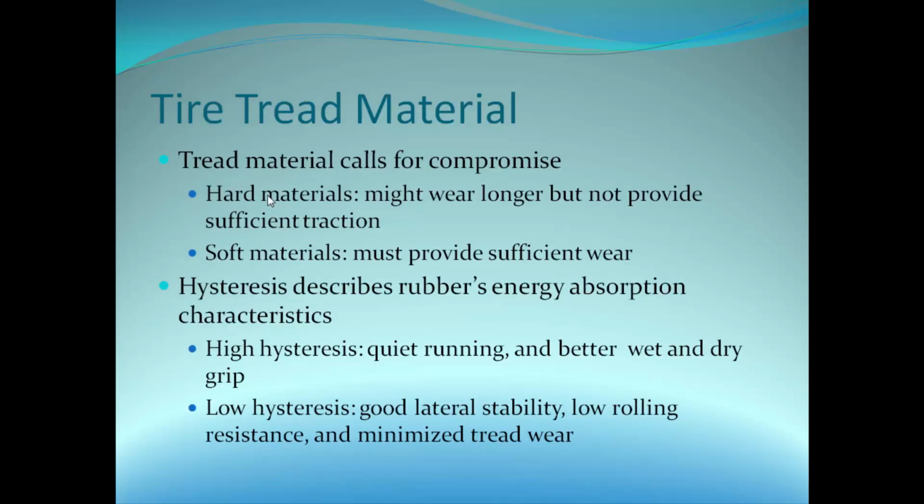Tire tread material calls for compromise: we have hard materials and soft materials. Hard materials might wear longer but not provide sufficient traction. Soft materials must provide sufficient wear. Hysteresis describes the rubber's energy absorption characteristics. We have high hysteresis and low hysteresis. High hysteresis gives quiet running and better wet and dry grip. Low hysteresis gives good lateral stability, low rolling resistance, and minimized tread wear.